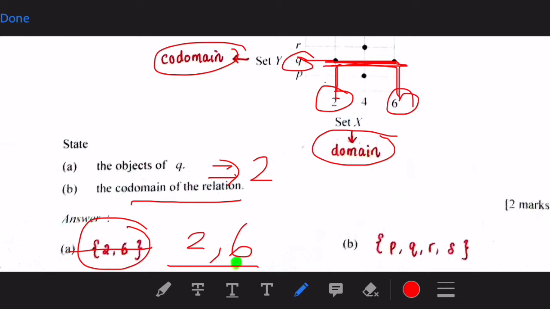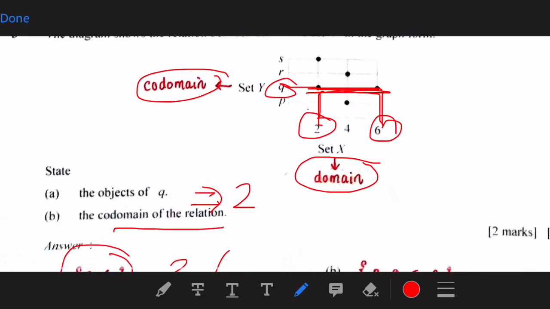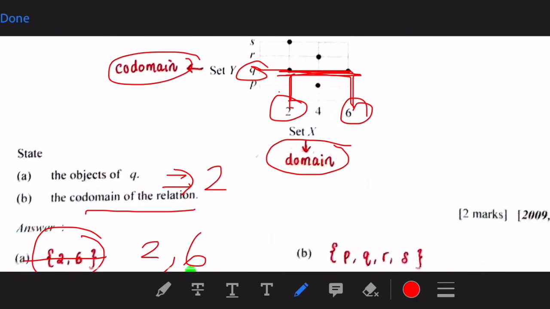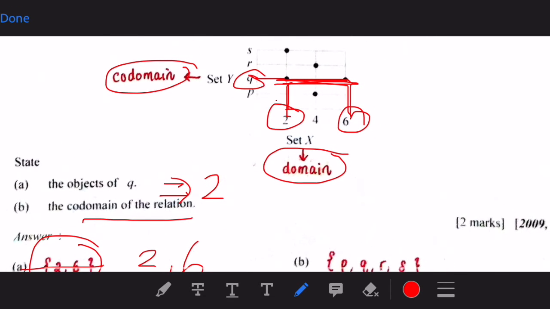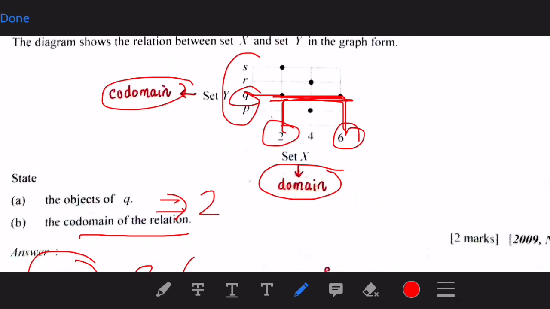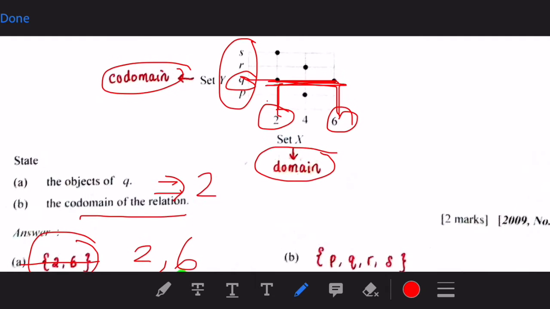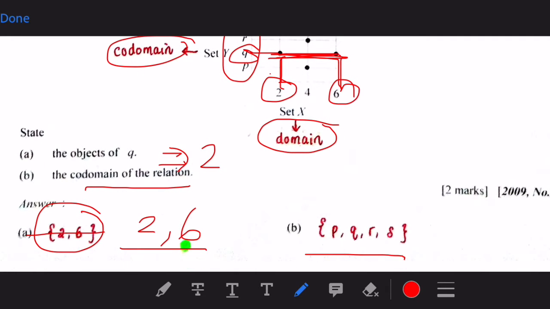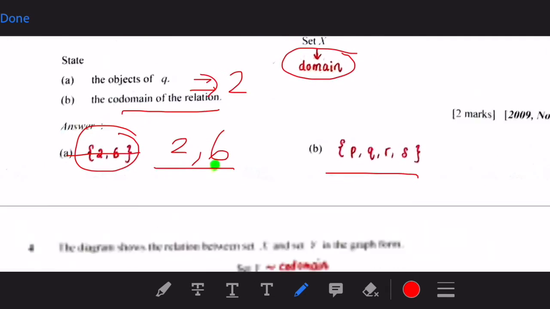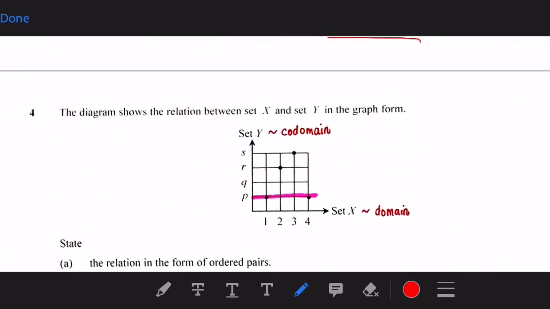Okay, codomain of relation. Codomain meaning that we have to find the set of the elements in set Y. So we have PQRS as a set, okay, codomain. So alright. Now let's proceed to the next one.